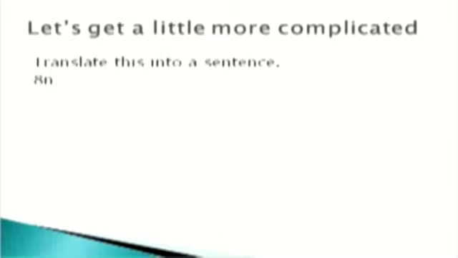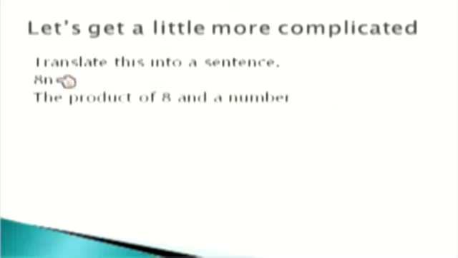Now we're going to go the opposite direction, which is going to make things seem a little more complicated. But if you have something like this, 8n, and you need to translate that into a sentence, what does 8n mean? Well, 8n means it's 8 times n, or 8 multiplied by n. So if we think back to the first slide, what were the words that we used for multiplication? If you remember, it was product. So to translate 8n into a sentence, we would say it's the product of 8 and a number.